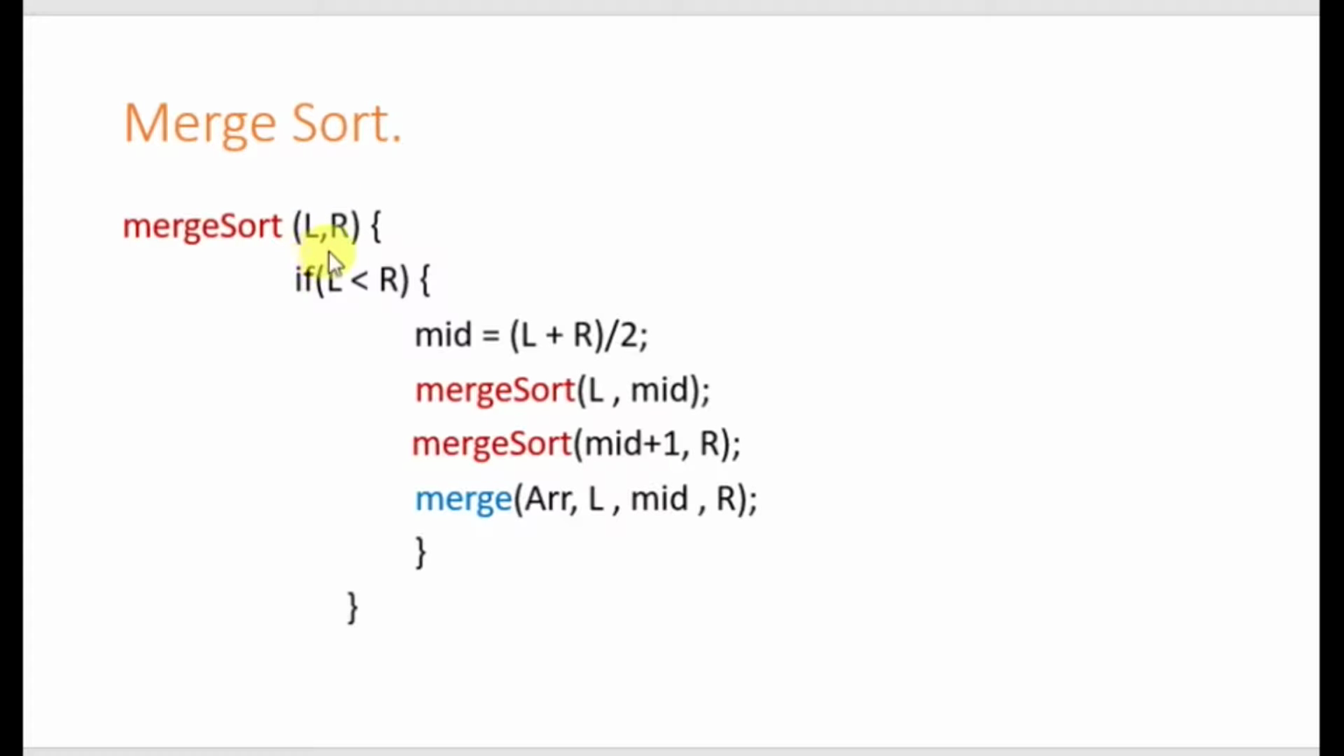We have seen L and R, which are the first and last element positions in the unsorted array. If L is less than R, we are going to find a mid, that is (L plus R) by 2, and we are going to recursively call merge sort from L to mid, and again merge sort from mid plus 1 to R. After these two recursive calls, we are going to call our merge procedure, which we have seen previously, and pass the array, L, mid and R into that merge procedure.